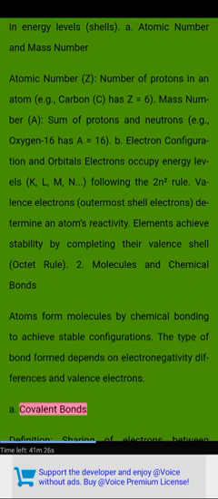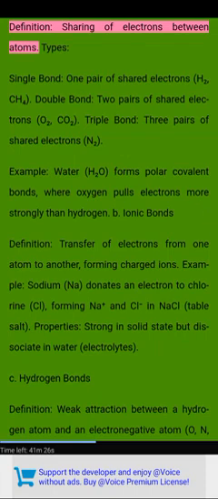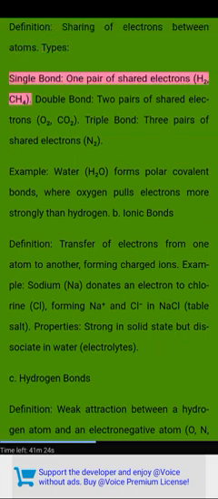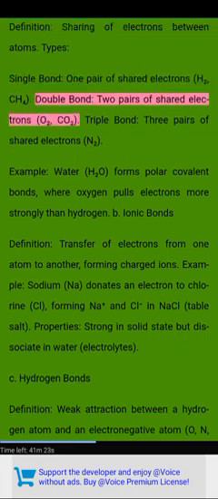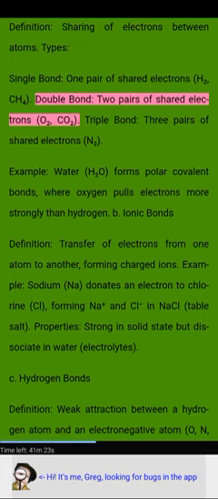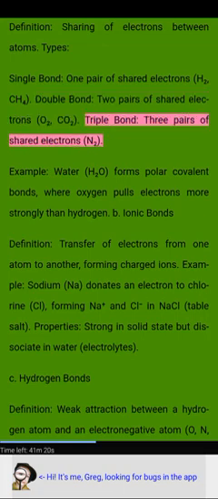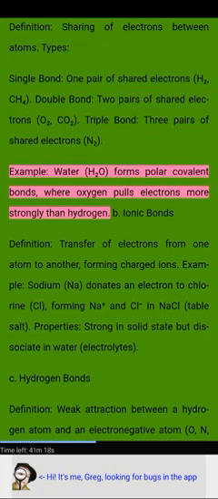A. Covalent bonds. Definition: sharing of electrons between atoms. Types: single bond, 1 pair of shared electrons, H2, CH4. Double bond, 2 pairs of shared electrons, O2, CO2. Triple bond, 3 pairs of shared electrons, N2. Example: water, H2O, forms polar covalent bonds, where oxygen pulls electrons more strongly than hydrogen.